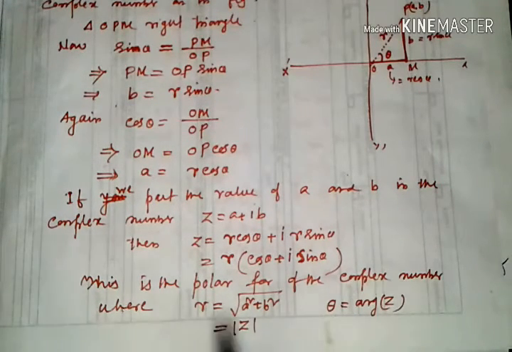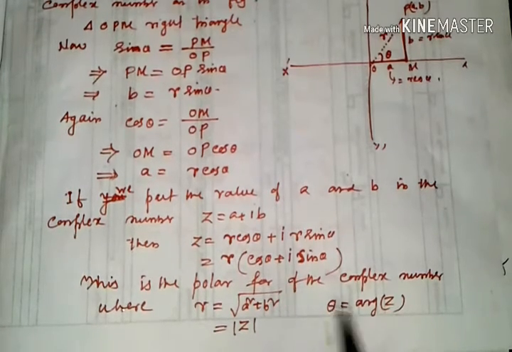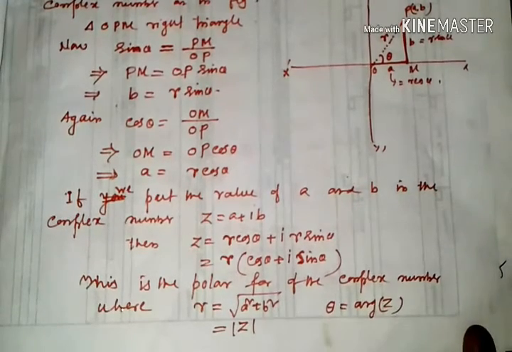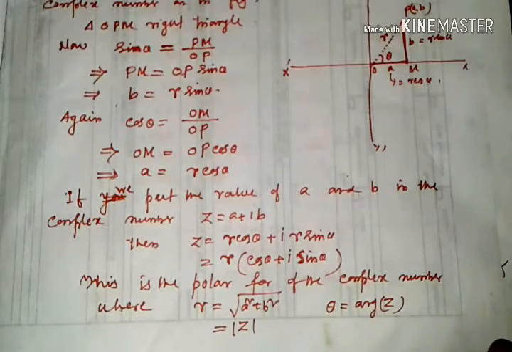This is the polar form of the complex number, where r is the modulus of the complex number, root over a square plus b square, that is modulus of z, and theta is the argument of the complex number, arg z. This is the polar form.